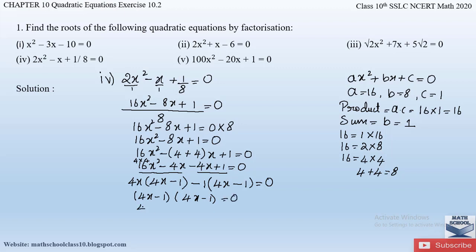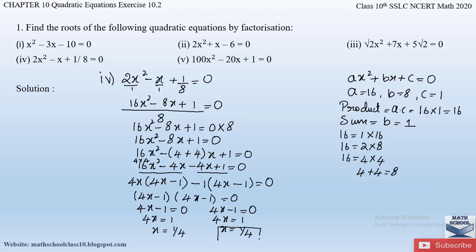So let us equate each term equal to 0. 4x minus 1 is equal to 0, and 4x minus 1 is also equal to 0. Therefore for the x value, we send the minus 1 to the right hand side, we will get 4x is equal to 1, or x is equal to 1 divided by 4. Similarly here 4x is equal to 1, or x is equal to 1 divided by 4.